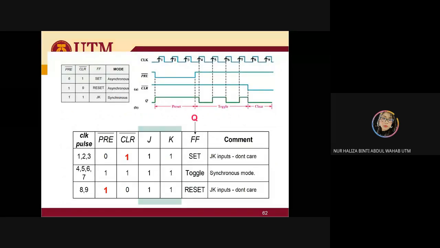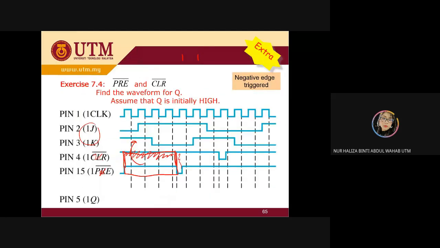If it's 0, 1, it's going to be set. If it is 1, 0, it's going to be reset, and so on. So that's why I said there is much more that you need to consider after this. First is clear and preset. Second, you need to check the input, and then you need to check your clock. Then you need to check your input value. So there are a lot of steps.